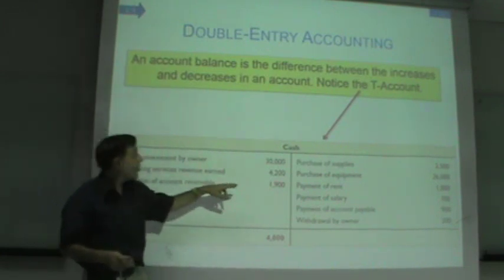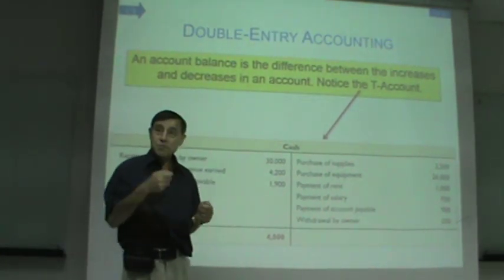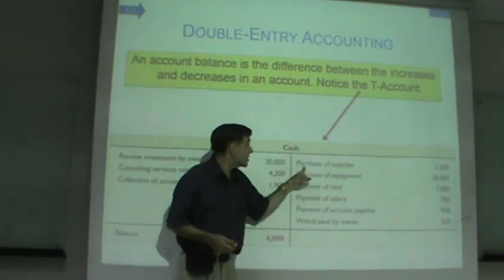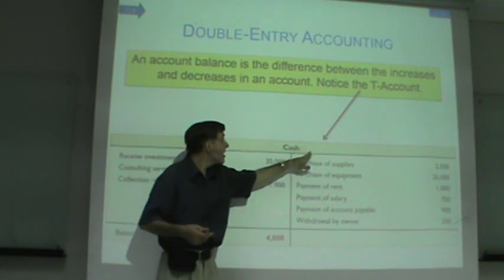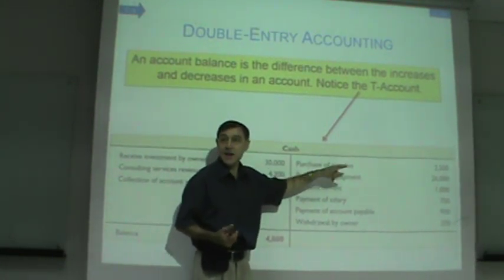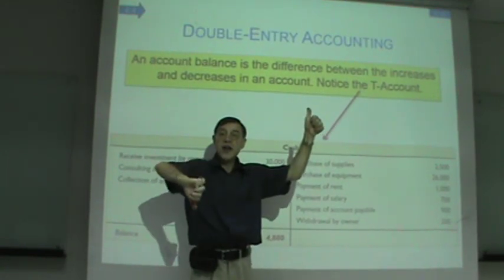So now, purchase of supplies. What does it mean, purchase of supplies? You pay for supplies, okay? So purchase of supplies will be credit cash, and debit will be supplies. So debit supplies, credit cash.